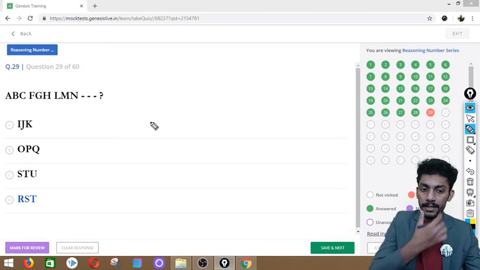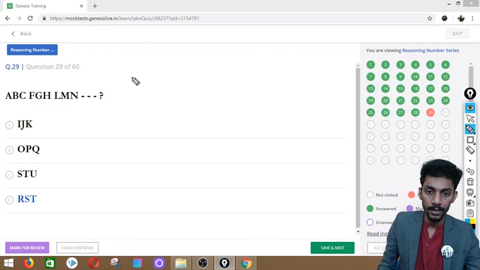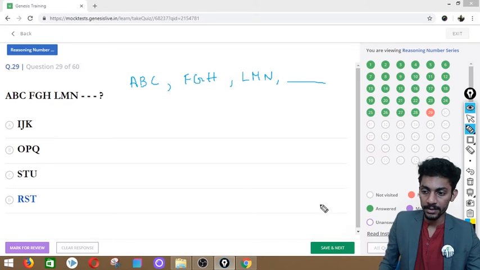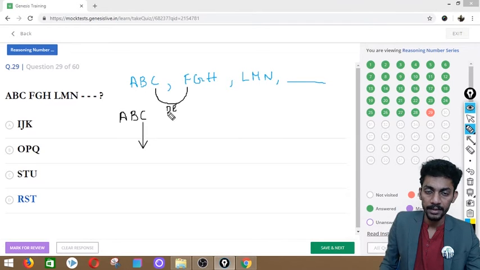First question. A, B, C, comma, F, G, H, comma, L, M, and N. It is a very simple series. Why? A, B, C, then C to F. What's the difference? How many letters are added here? Which letters are missing in between? C, D, E. Then comes F.